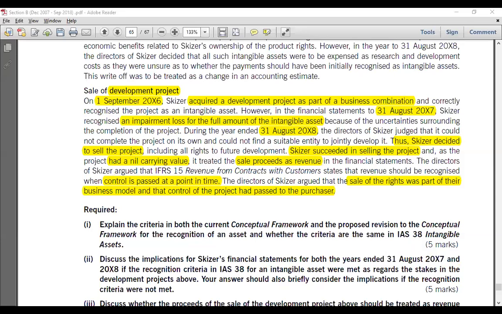So we are going to say that IFRS 15 Revenue from Contracts with Customers deals with the rules of revenue recognition, or we can say the principles of revenue recognition. As per IFRS 15, revenue can only be recognized.